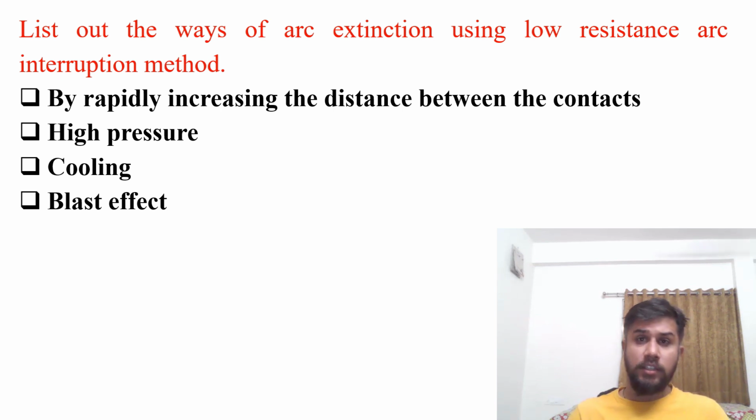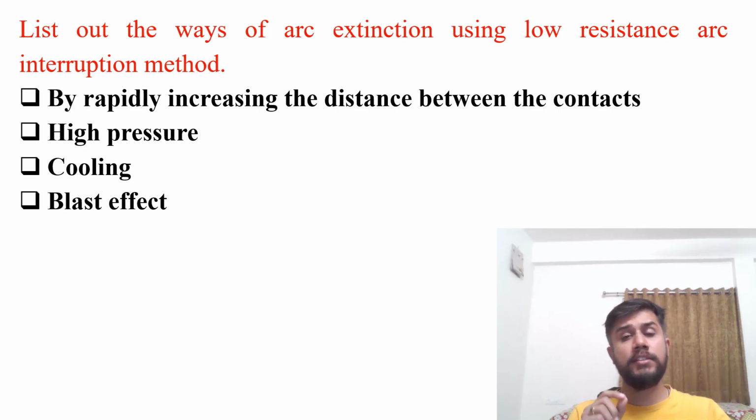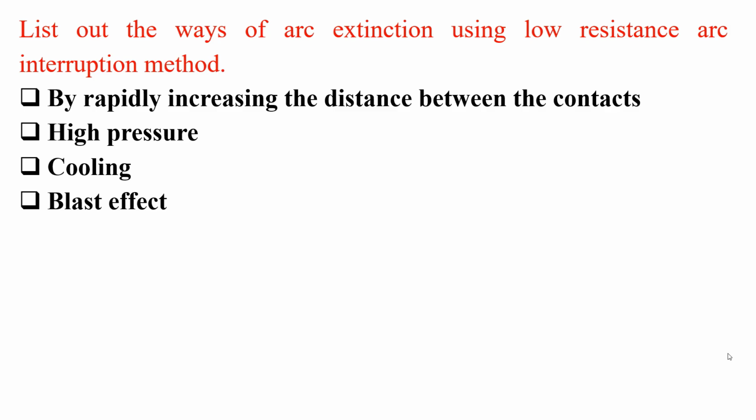Arc extension using low resistance arc interruption method. So there are four methods in it also. Like first is by rapidly increasing the distance between the contacts, high pressure, cooling or blast effect. So these are four ways for the arc extension using low resistance arc interruption method.